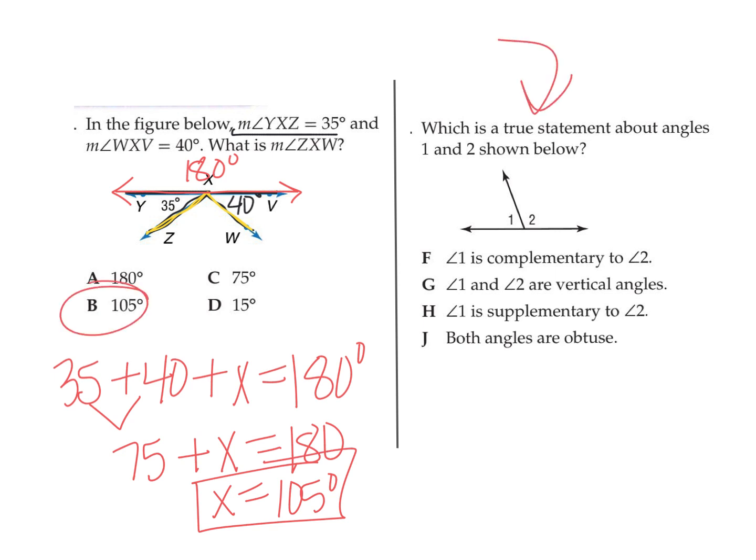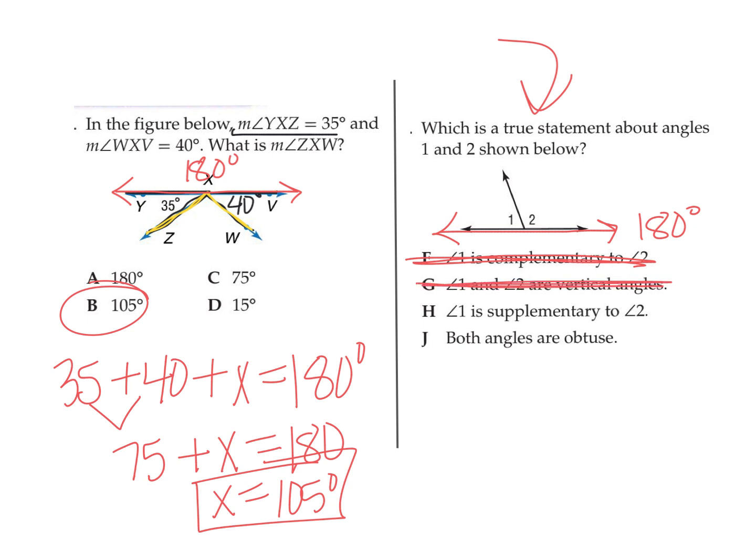And then which is a true statement about angles 1 and 2 shown below? Angle 1 is complementary to angle 2. Because I see that this is a straight line, that equals 180 degrees, which is not complementary, that's supplementary. So I'm going to cross that off. Angle 1 and angle 2 are vertical angles. Remember, vertical means that they are opposite of each other. So then I'm going to cross that off.